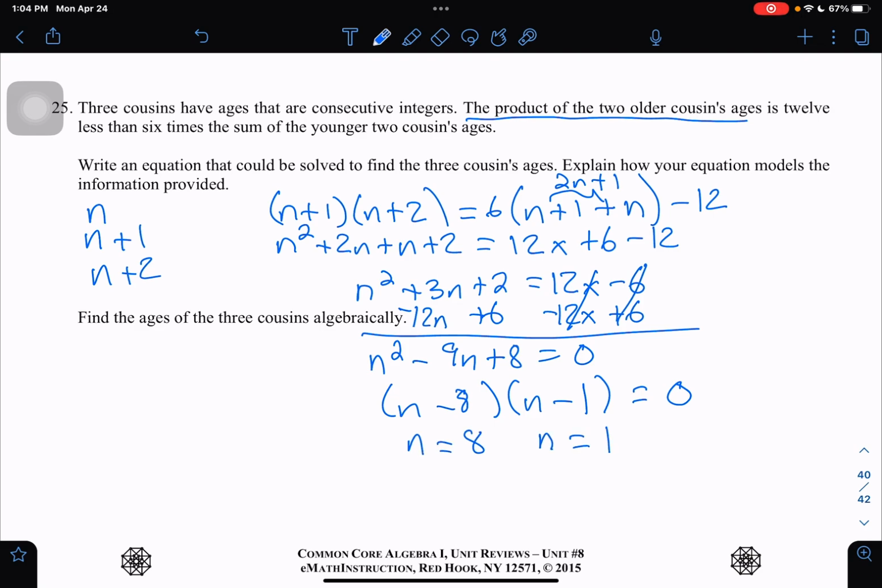So we have 2 sets that could be the numbers. 3 consecutive integers, 8, 9, and 10. And also 1, 2, and 3. So the ages could be either one of those 2. We can't reject them because it makes sense for ages to be positive.